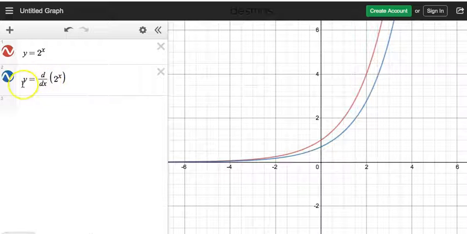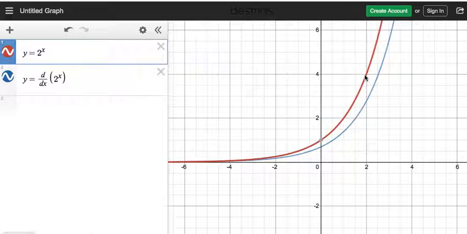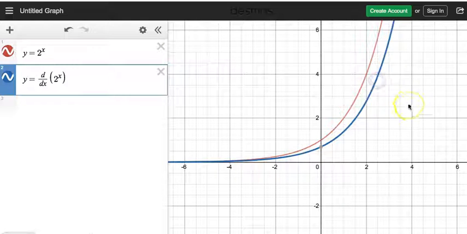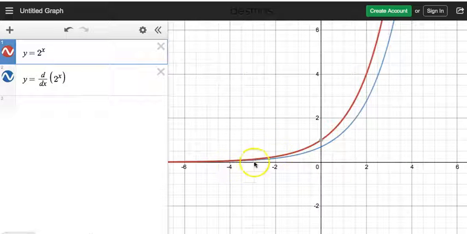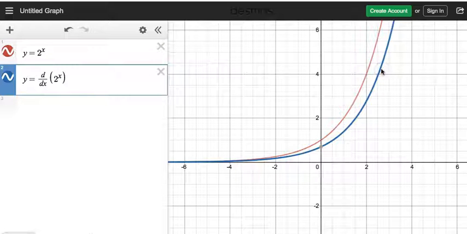So if I just put in here that y equals d by dx, which is the derivative of 2 to the power of x, don't the functions look very similar? So the red function is 2 to the power of x, and the blue function is the derivative of 2 to the power of x. What we have done, as in one of the topics where we had the original function, we sketched the gradient function. So the blue one is the gradient function.